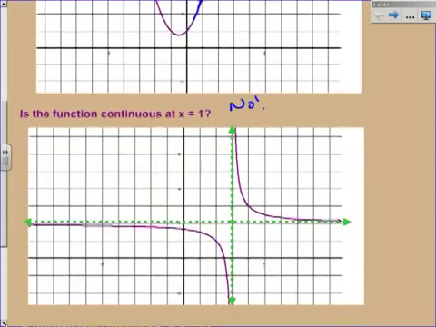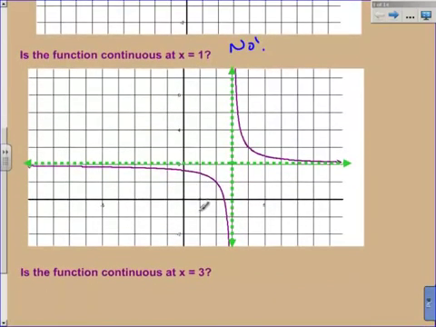What about this function here at x equals 1? X equals 1 is right here, so can I draw my graph through x equals 1 without lifting my pencil? Well, yes I can. So this function is continuous at x equals 1. Now what about over here at x equals 3? We have a vertical asymptote at x equals 3. Can I draw my graph through x equals 3 without lifting my pencil? The answer is obviously not, because I have to go from down here to negative infinity instantly up here to positive infinity, and I had to lift my pencil to do that. So that answer was no. But this one was yes at 1.